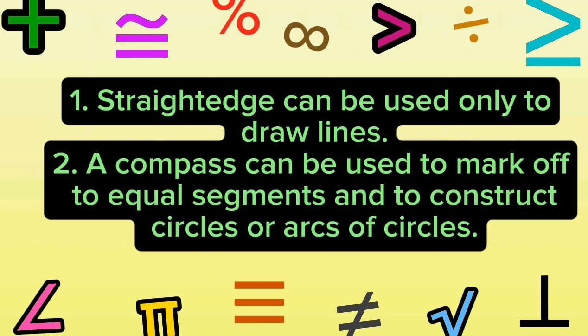A straightedge can be used only to draw lines, and a compass can be used to mark off two equal segments and to construct circles or arcs of circles. Take note that neither the protractor nor the marks on rulers can ever be used for construction purposes.